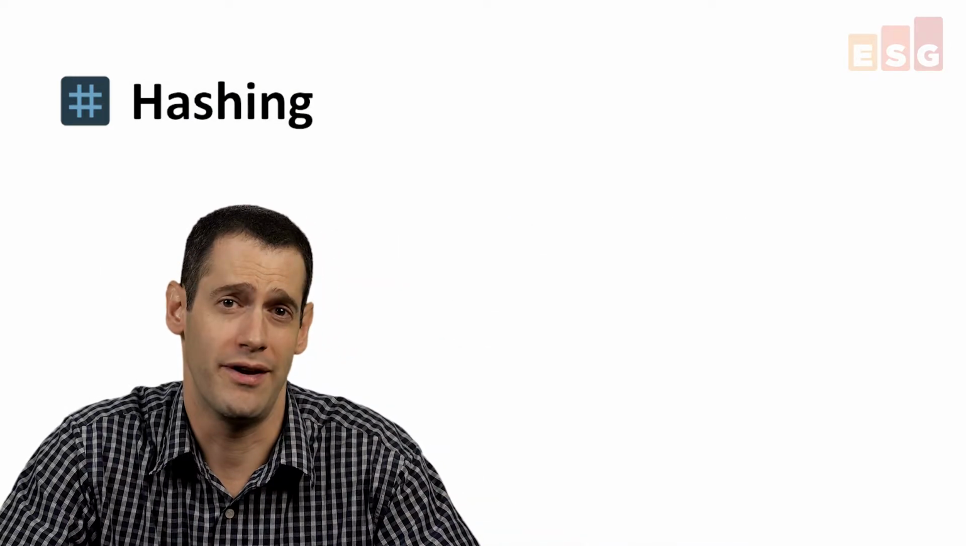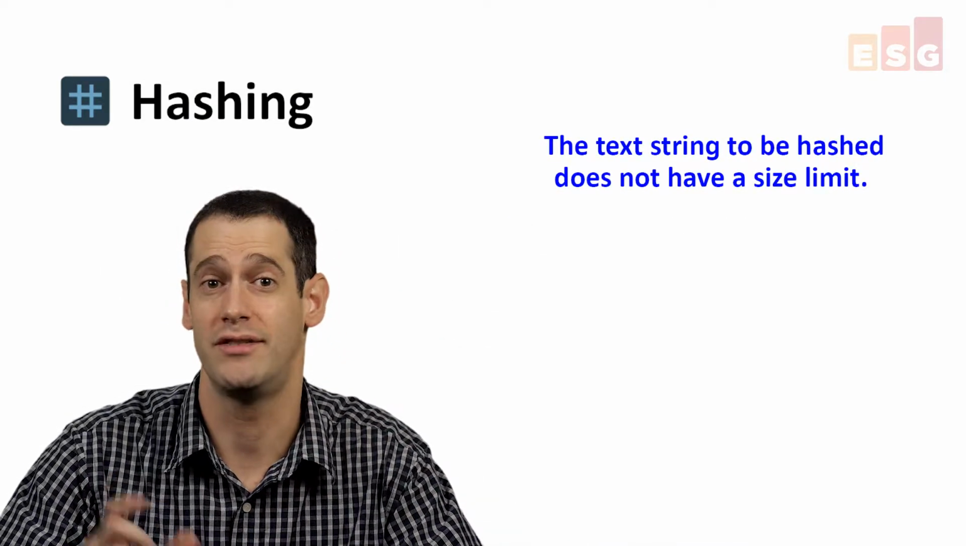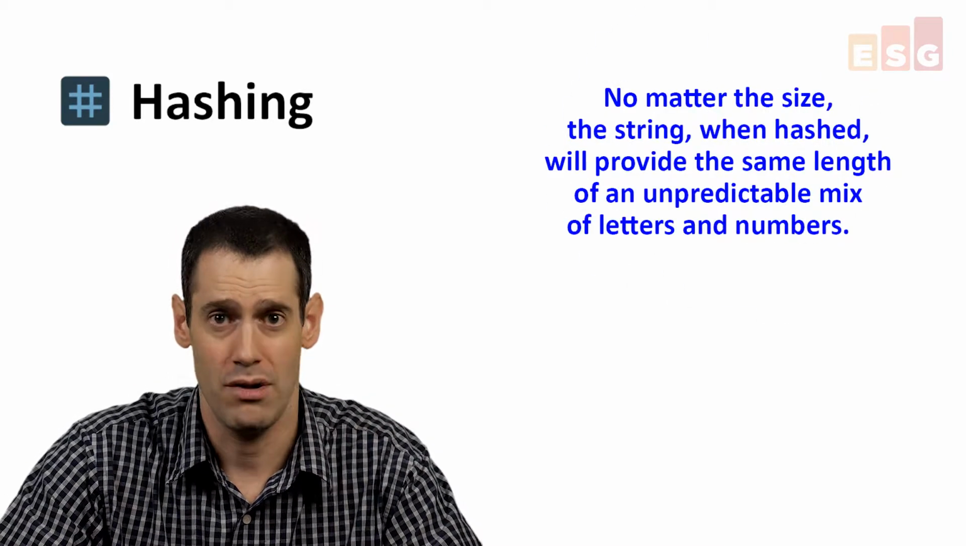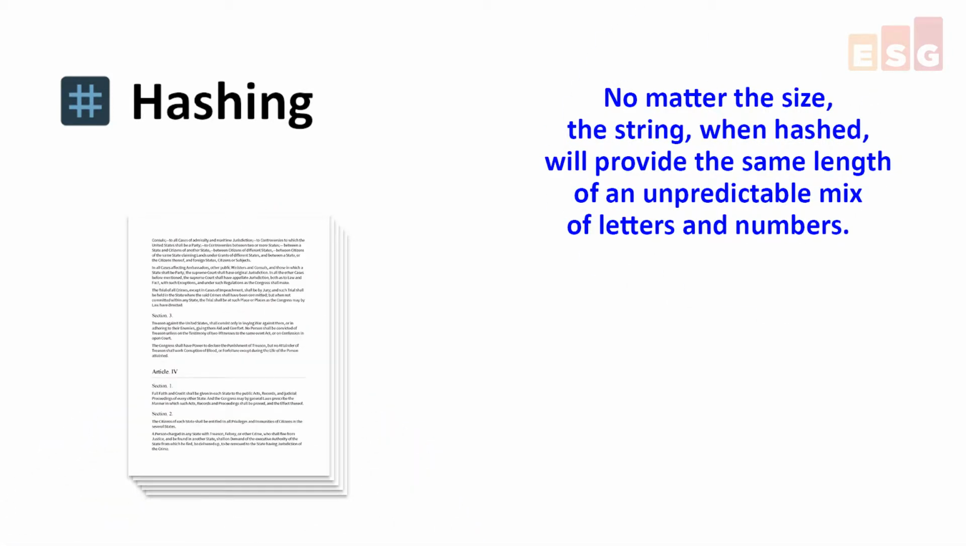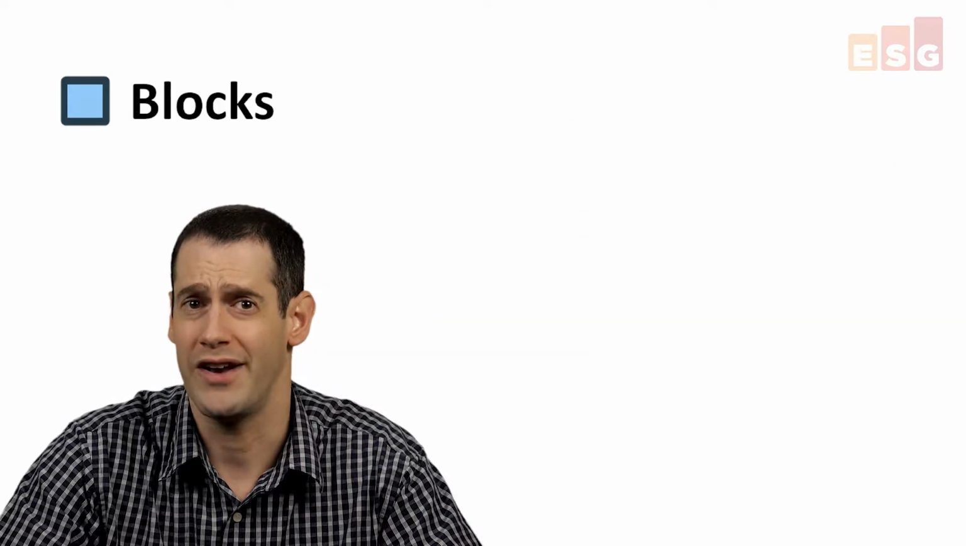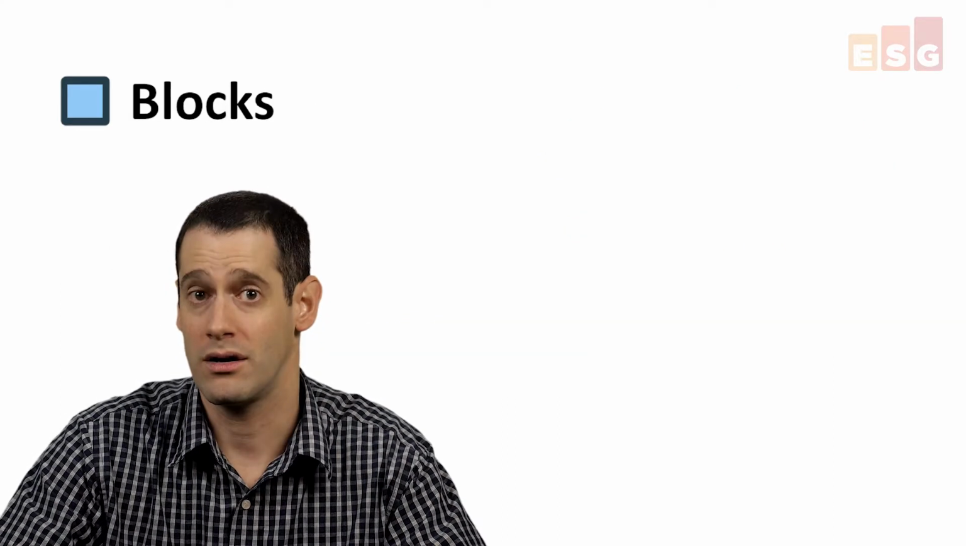So the next thing to note about hashing is that the string to be hashed does not have a size limit. Whether a letter, a name, a transaction, or even the full text of the US Constitution, when hashed, will provide the same length of an unpredictable mix of letters and numbers. Now that we understand hashing, let's move to the concept of a block.